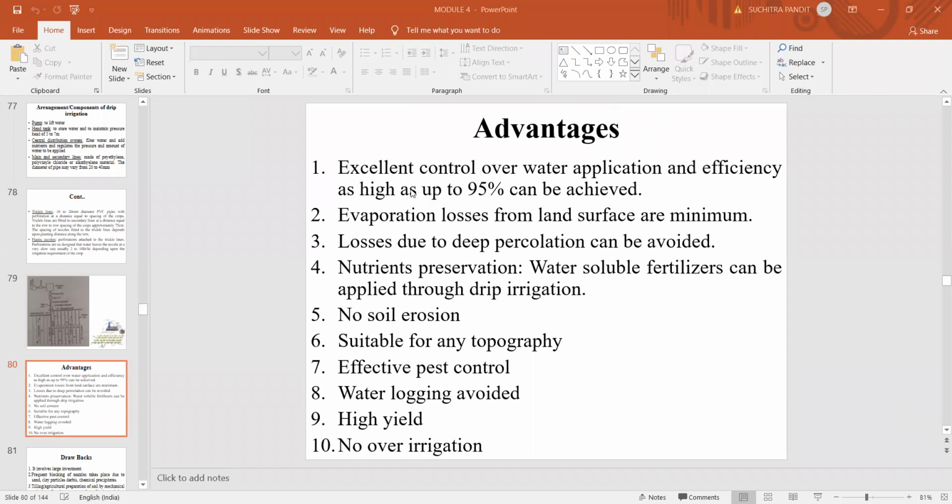The advantages of the drip irrigation method: excellent control over the water application, and efficiency as high as about 95% can be achieved. The operation losses from the land surface are minimum, and losses due to deep percolation can also be avoided. Nutrient preservation: the water soluble fertilizers can be applied through drip irrigation. Soil erosion is minimum, it is suitable for any topography, there is effective pest control, and waterlogging problems are avoided. The crop response and the crop yield are higher compared to the sprinkler and other methods of irrigation. And there is no over irrigation because the required amount of water can be supplied as and when it is required during the different growth stages of the crop.